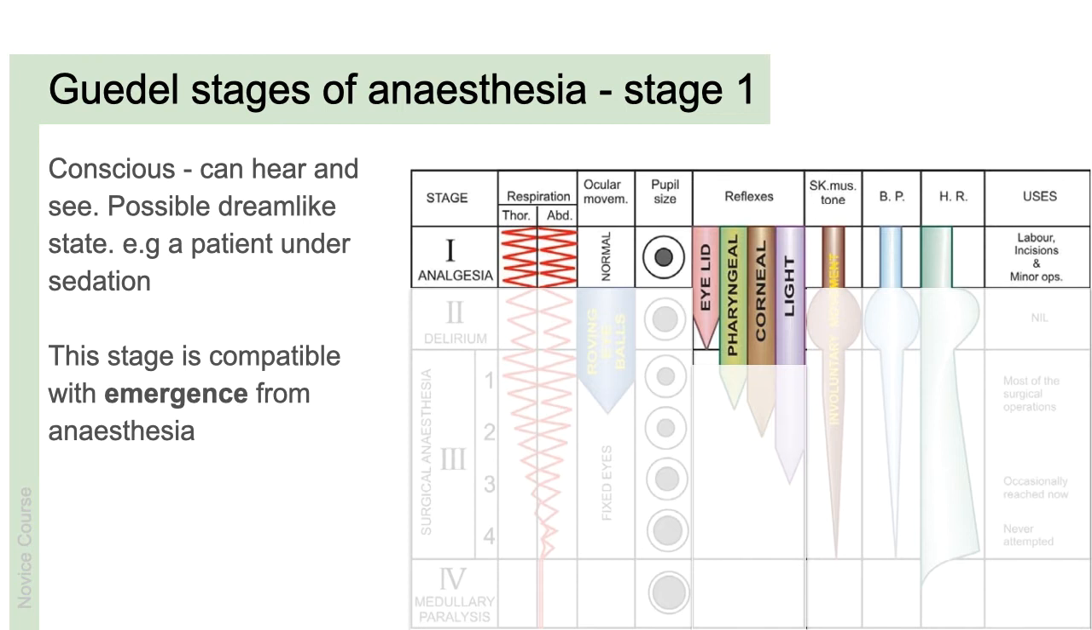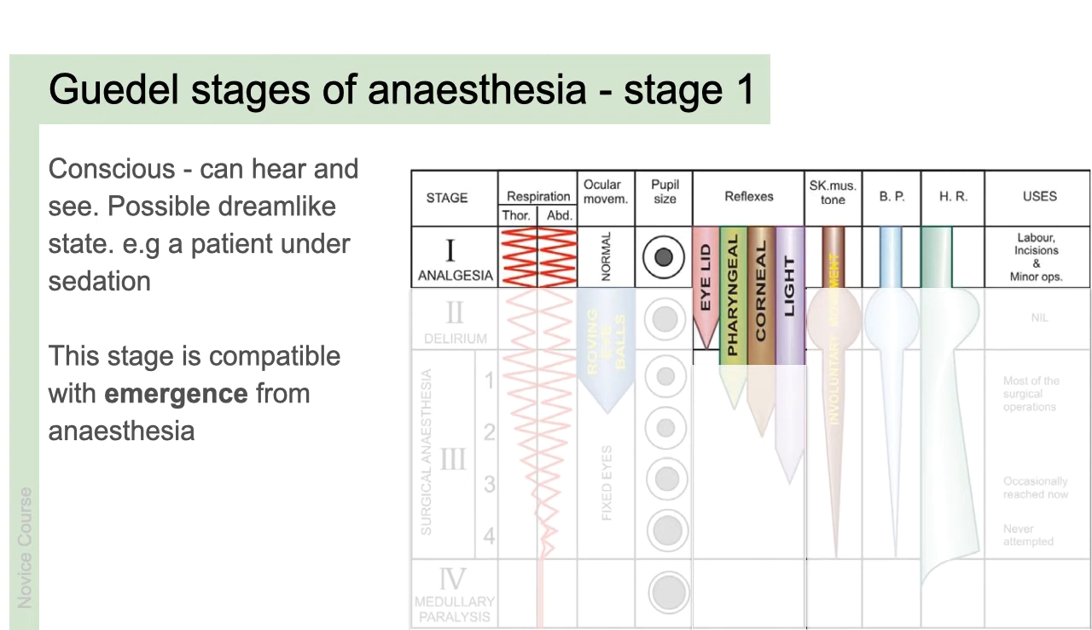If we look at the diagram on this slide, going from left to right, we can see the various characteristics that the patient might demonstrate during this stage of anaesthesia. So their intercostal and diaphragmatic respiratory muscle function is normal. They have a regular breathing pattern, and it is maximal. The eyes are normal, they're able to track, and pupil size is normal. Looking at the reflexes, they have got an intact eyelid, pharyngeal, corneal, and light reflex. Then their muscular tone will be normal. Their blood pressure and heart rate also will be normal.